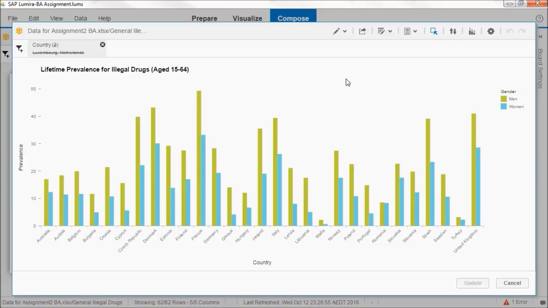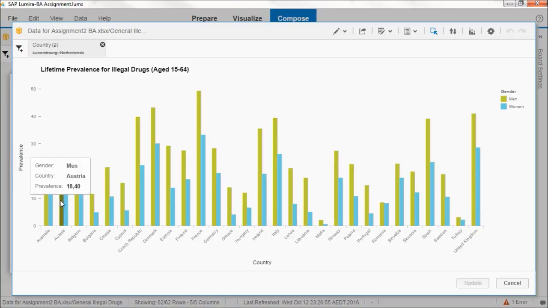On the first graph, we can see the lifetime prevalence for illegal drugs for people in the age group ranging from 15 to 64 years in different countries. In this graph, lifetime prevalence means the percentage of people in each country who have used any type of drugs in any part of their life.